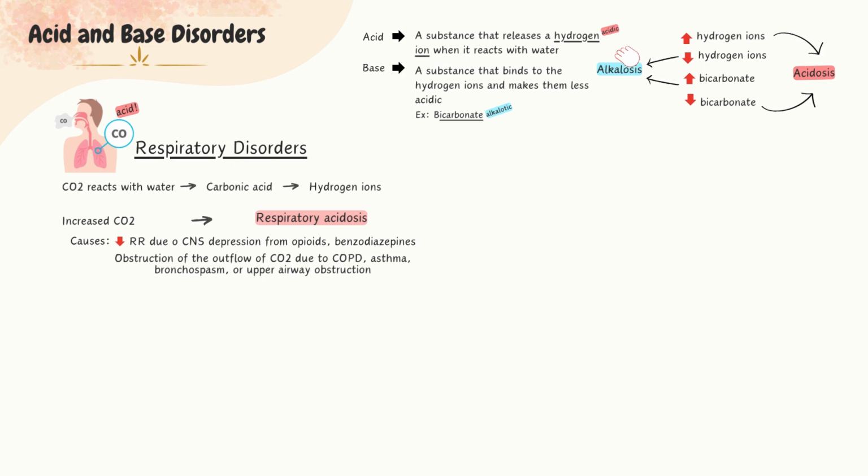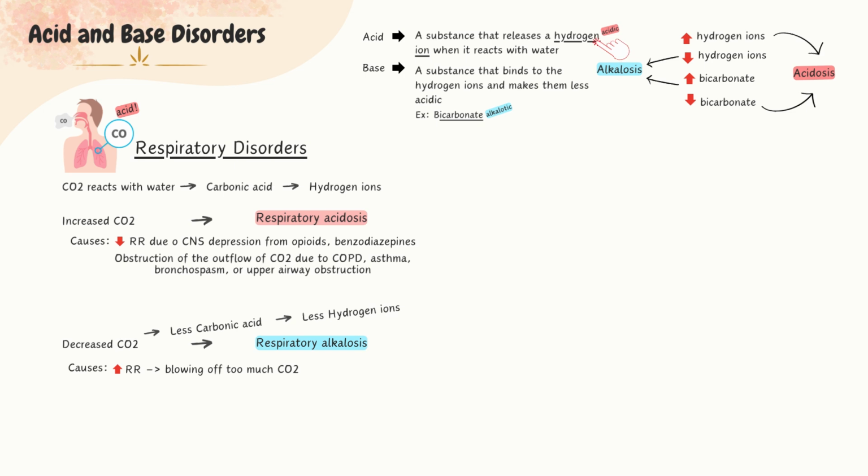On the flip side, if a patient is tachypneic, which means they are breathing at a super fast rate, they end up blowing off too much CO2 from the lungs, and there will be less CO2 to react with the carbonic acid to produce hydrogen ions, so the hydrogen ion level drops, and the patient becomes more alkalotic because there are now more bicarbonate than hydrogen ions in the blood, and that is called respiratory alkalosis. So what makes a patient tachypneic? Severe pain, anxiety, fever, sepsis, pulmonary edema, pulmonary embolism, etc. All these conditions can cause tachypnea and lead to respiratory alkalosis.